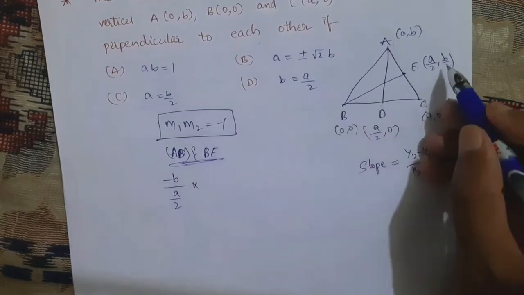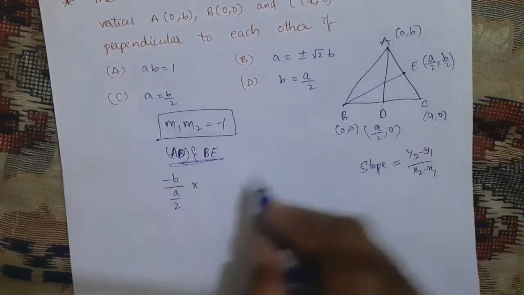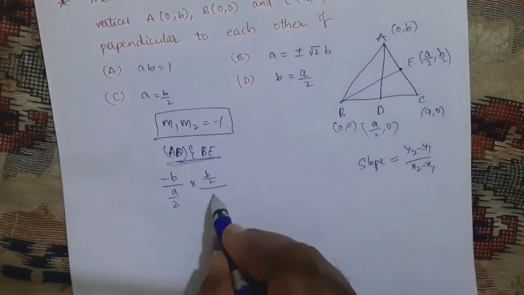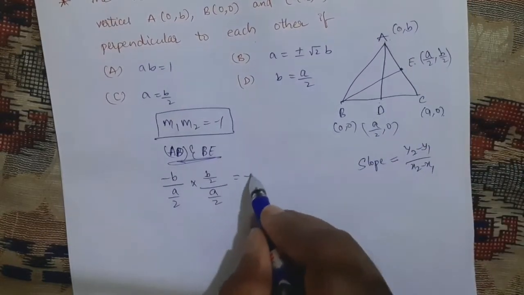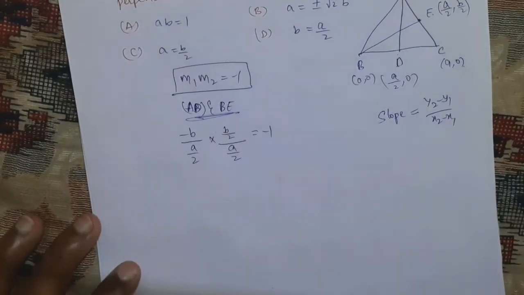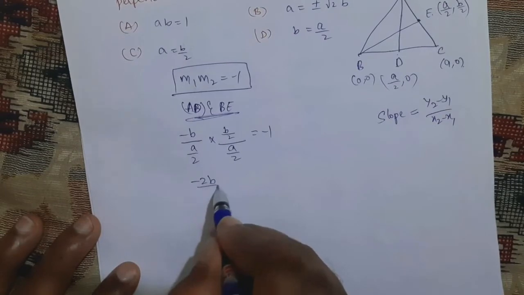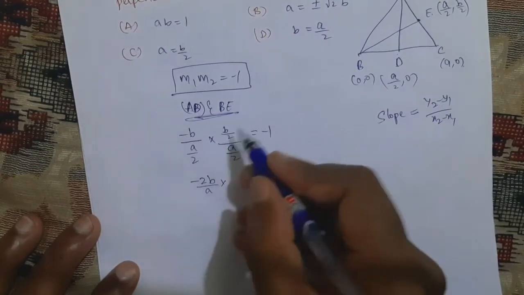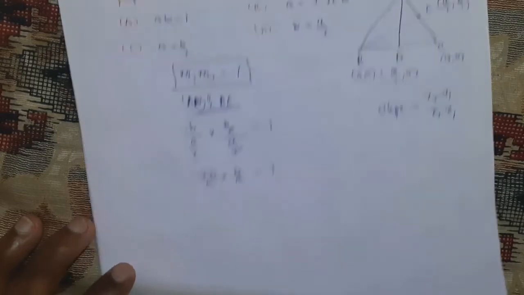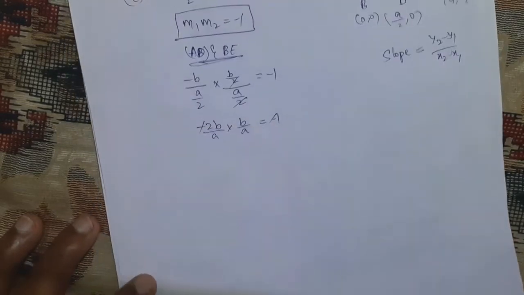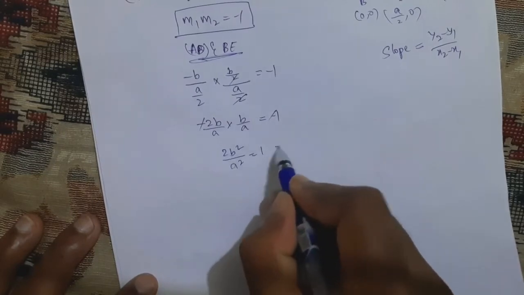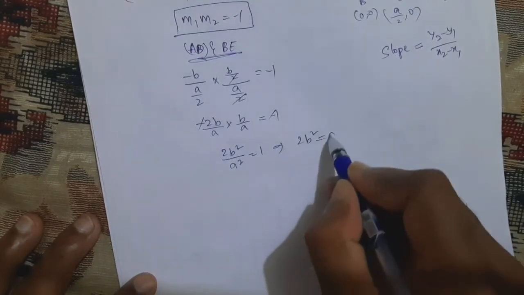Slope of BE: y2 minus y1, b by 2 minus 0, is b by 2, divided by x2 minus x1, which is a by 2 into m2, which is equal to minus 1. So if you take the reciprocal, you will get minus 2b by a into, this 2 cancels, b by a is equal to minus 1. Here the minus 1s cancel, you will get 2b square by a square equal to 1. That means 2b square equal to a square.